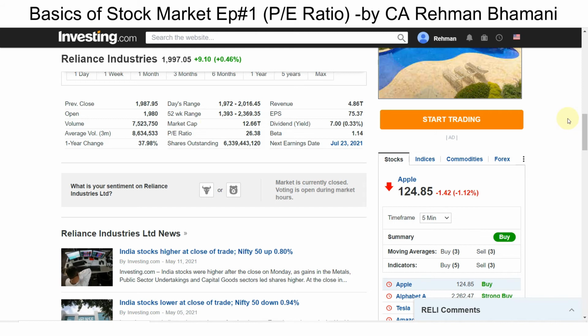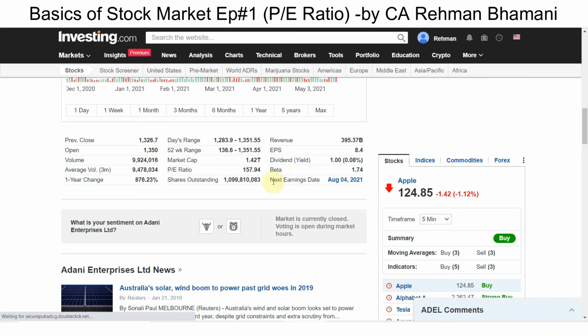Friends, we are on investing.com and I am not promoting this website. This is freely available. You can use any other website wherever you can get the PE ratio. So first we'll check the PE ratio of Reliance Industries. It is 26.38. So in this case, if the earning continues to be the same, it will take you 26 years to recover your cost.